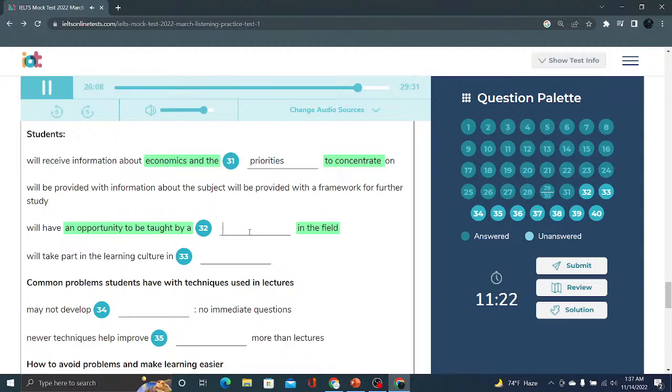The first problem is that there is little opportunity for the... maybe we missed the track. Let's listen one more time.